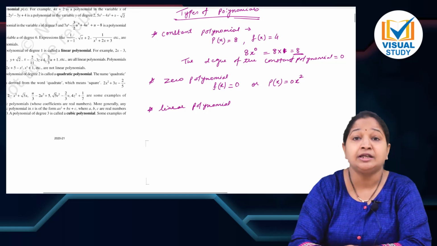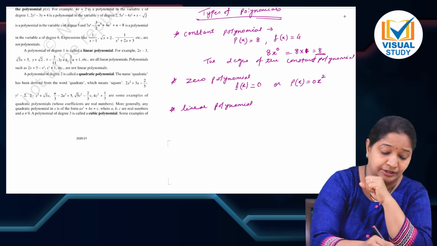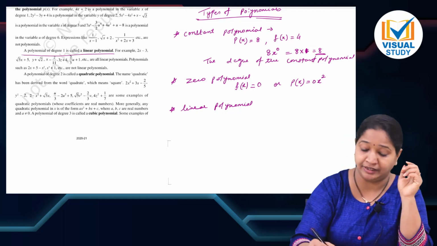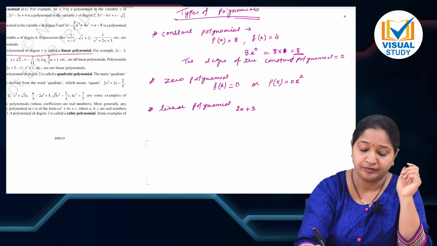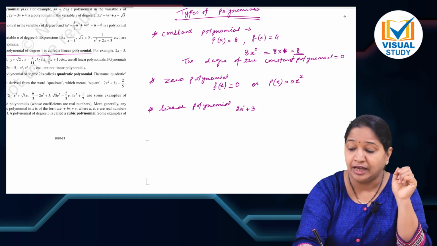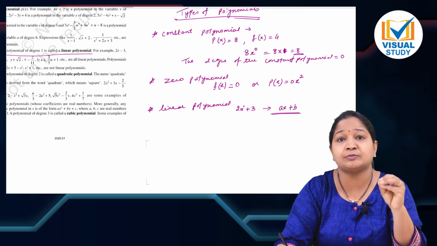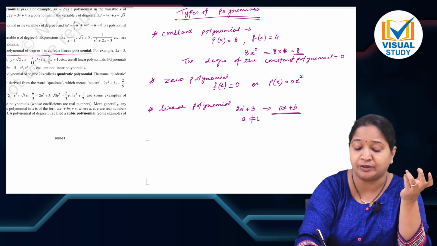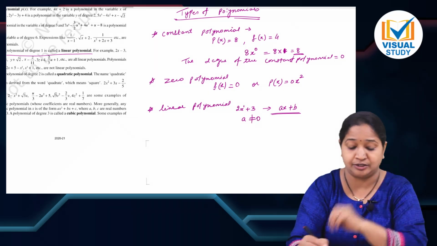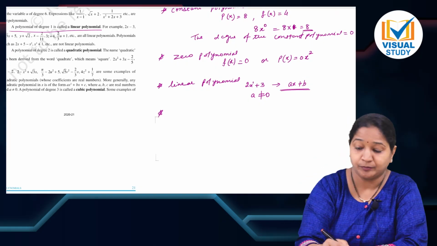What is a linear polynomial? The polynomial of degree 1 is called a linear polynomial. That is 2x plus 3. Here the degree is 1, so the degree of this polynomial is 1. The standard form of this is ax plus b, where a and b are real numbers and a should not be equal to 0. So this is known as a linear polynomial, where the degree of the polynomial is 1.